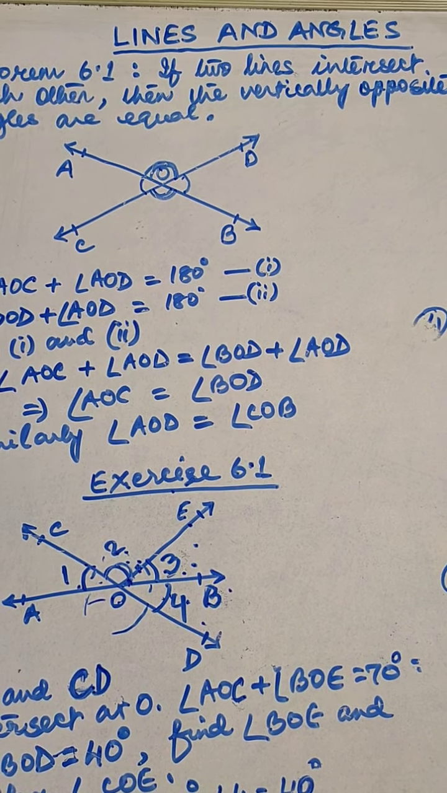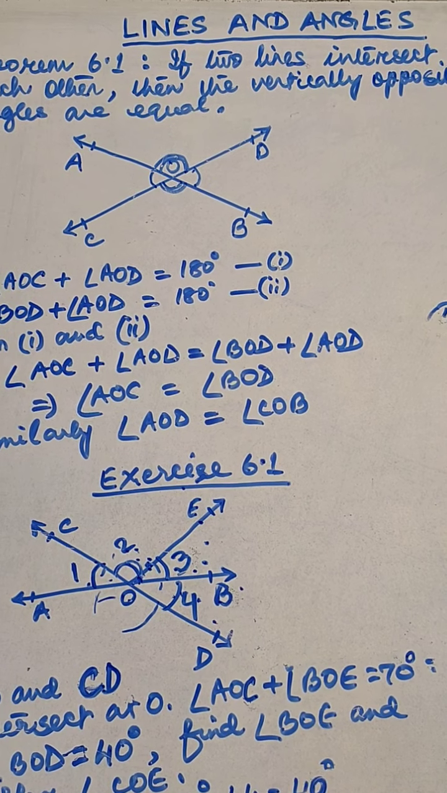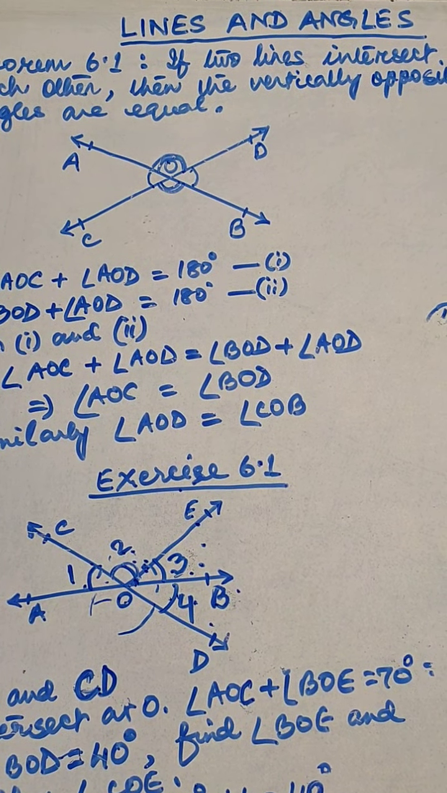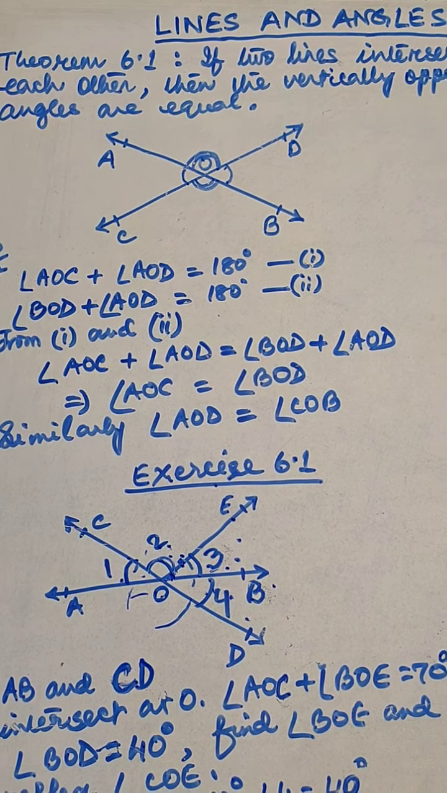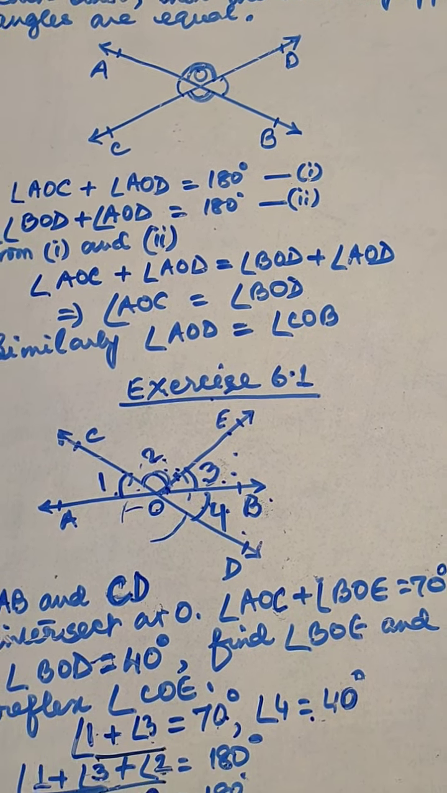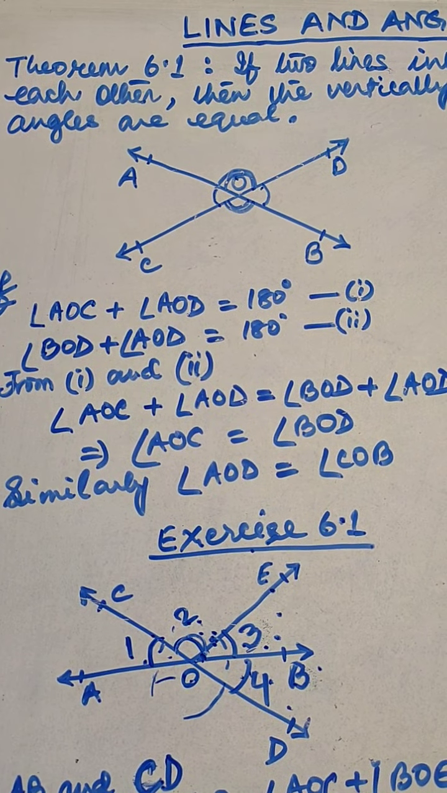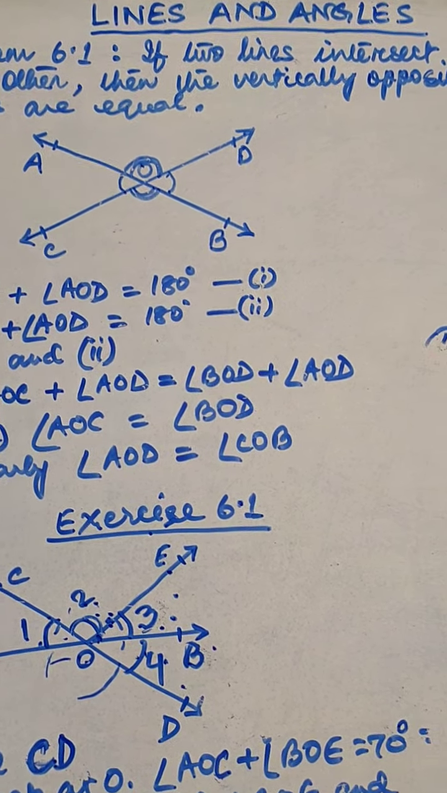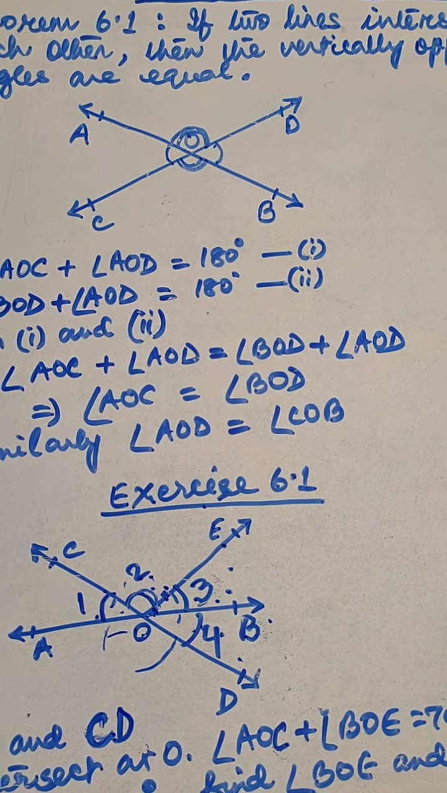In our last class, we discussed the basic terms and definitions of lines and angles. Today we will learn the proof of theorem 6.1 and we will solve the questions given in exercise 6.1. So theorem 6.1 states that if two lines intersect each other, then the vertically opposite angles are equal.